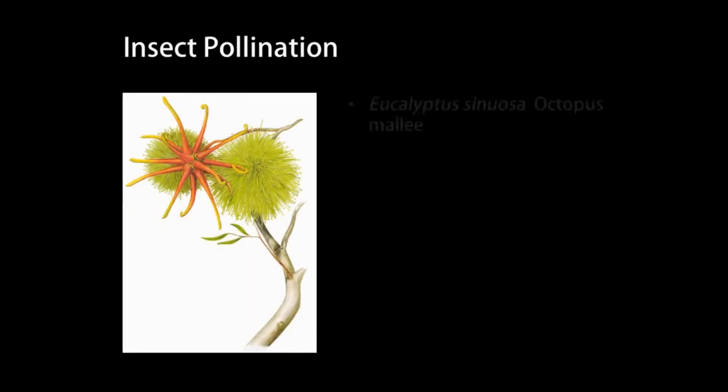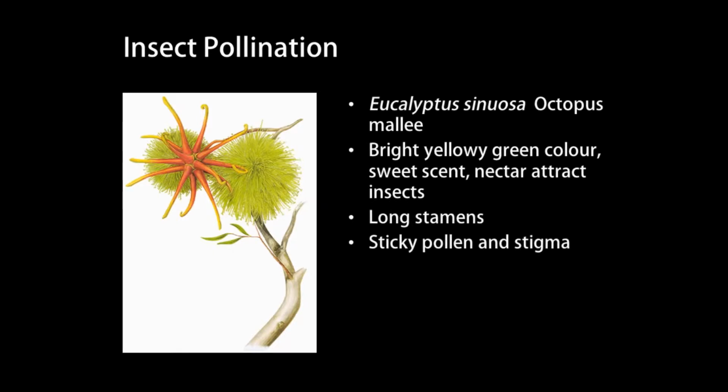Some plants, such as Eucalyptus sinuosa or Octopus mallee, rely on insects for pollination. This flower's bright yellowy-green color, sweet scent, and nectar attracts insects. The pollen is transferred onto the insect via the long stamens. The pollen and stigma of these flowers is also sticky to ensure transferal to and from the insect.